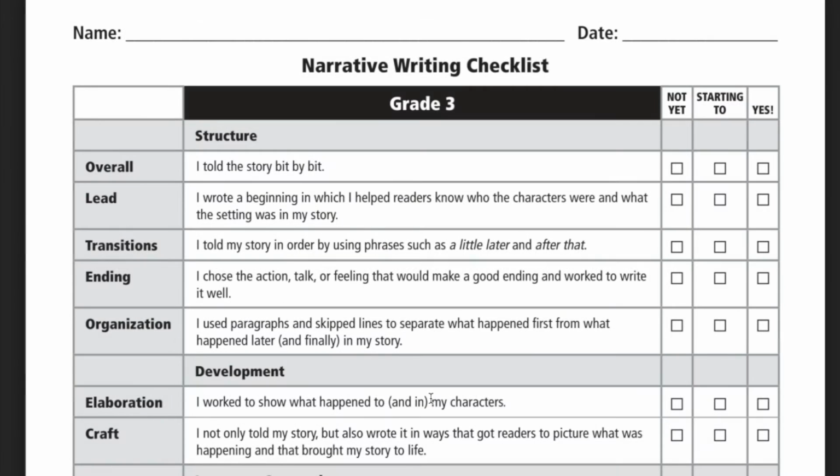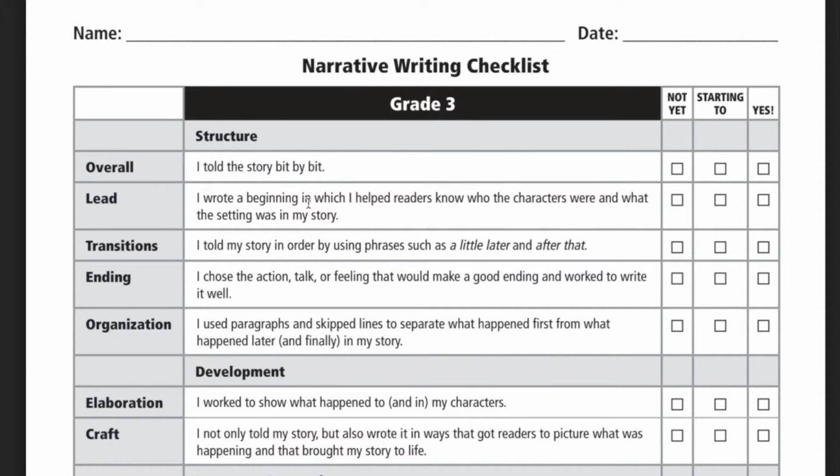Okay. The narrative writing checklist is going to give you something that you're supposed to do, and you get to just look at your piece and see whether you've done it yet. You'll see over here on the right, we have options like, nope, not yet, I haven't done that. I'm starting to do it, or yes, I'm doing that in my writing. So, I told the story bit by bit, told each little part of it. You say whether you did.